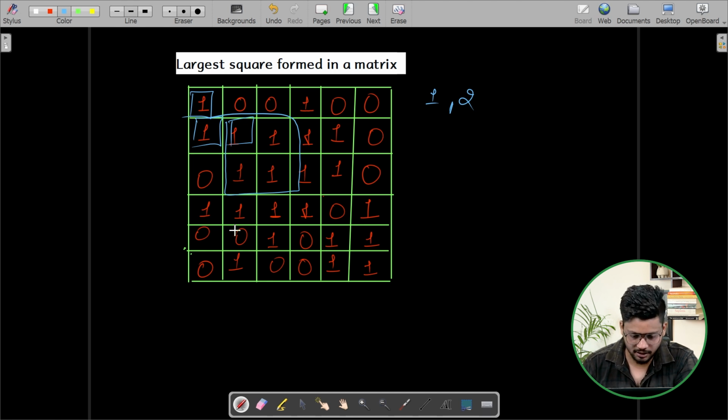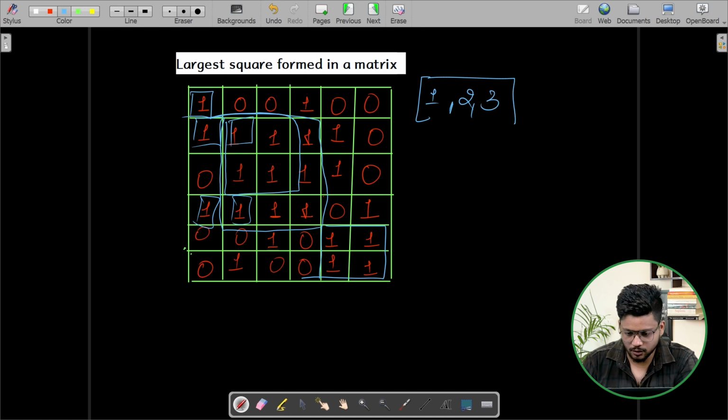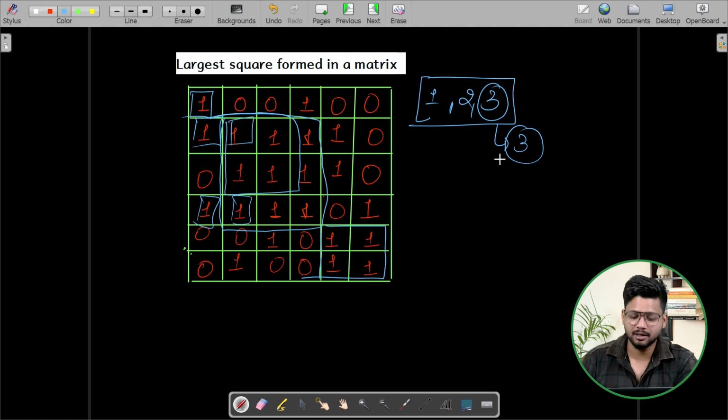And now you can see over here that we have got one length, one length. But we also have a square of length 3, and we have a square of length 2 as well over here. We have to find the largest square. What is the largest square? It is 3. So we have to find the square with the largest side. I think the question is very clear to everyone.